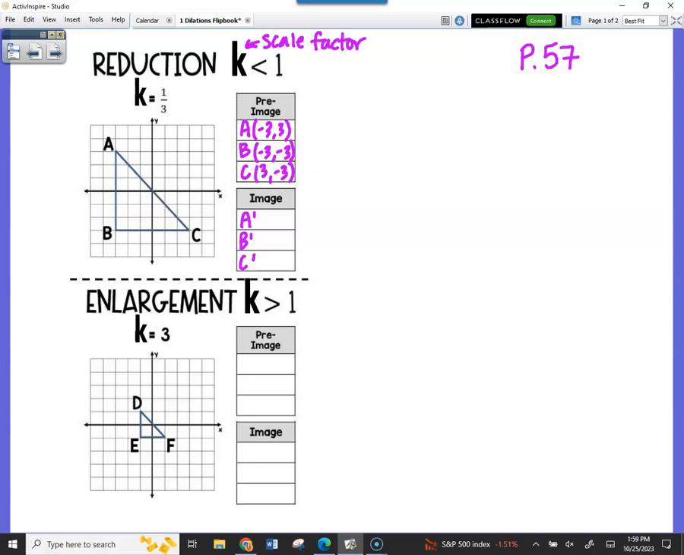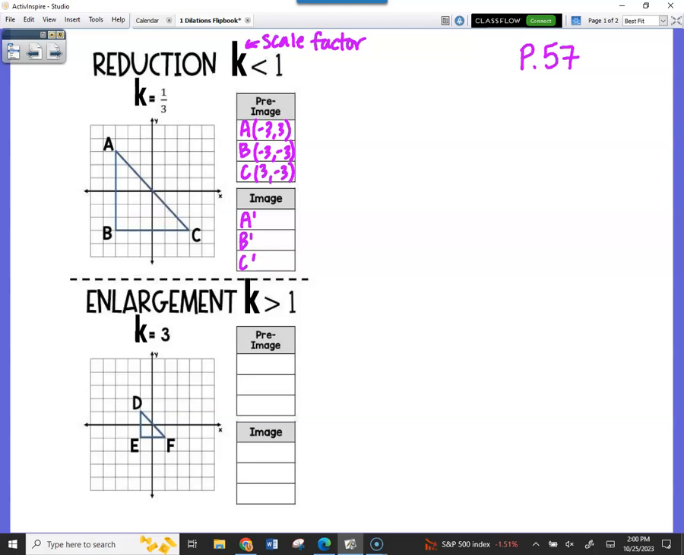All right, now we're ready to dilate this triangle by a scale factor of 1/3. This is where I was saying you're going to need a calculator, because some people do not like working with fractions. That's okay. We're going to type it in the calculator. We're going to let the calculator deal with the fractions.